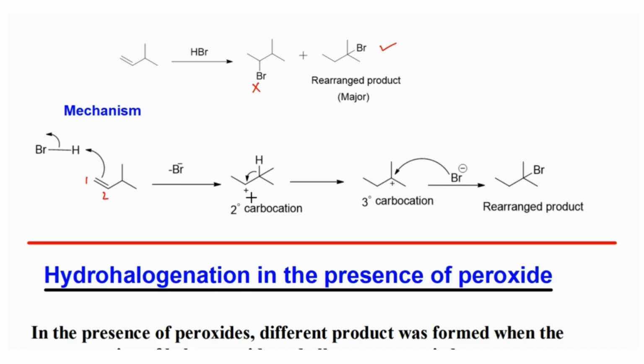Most of the students forget it. Initially they will add the hydrogen to either of the alkene carbons and see the stability. From that they will decide, but they may forget the rearrangement.